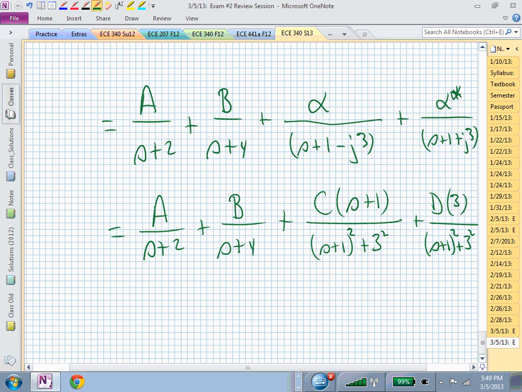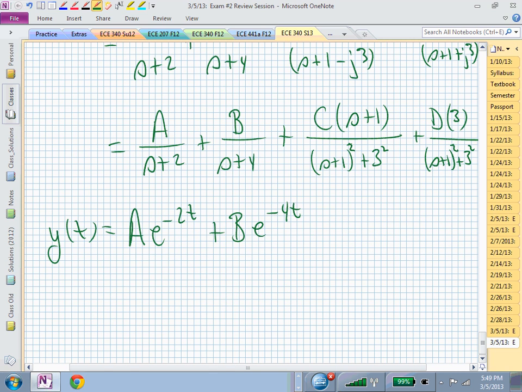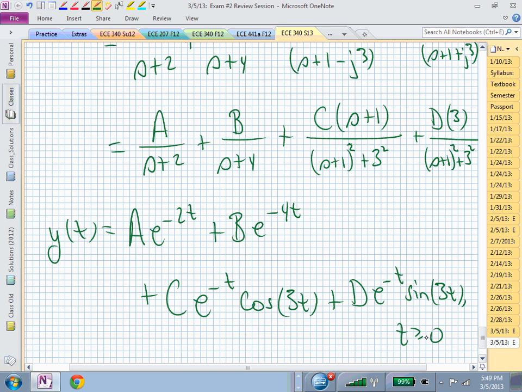And then you could find A and B are going to be exactly the same, but now you're looking for a C and a D. And if you found C and D, your y of t would now be this: A e to the minus 2t plus B e to the minus 4t plus C e to the minus t cosine of 3t plus D e to the minus t sine of 3t, and that's true for t greater than or equal to 0.